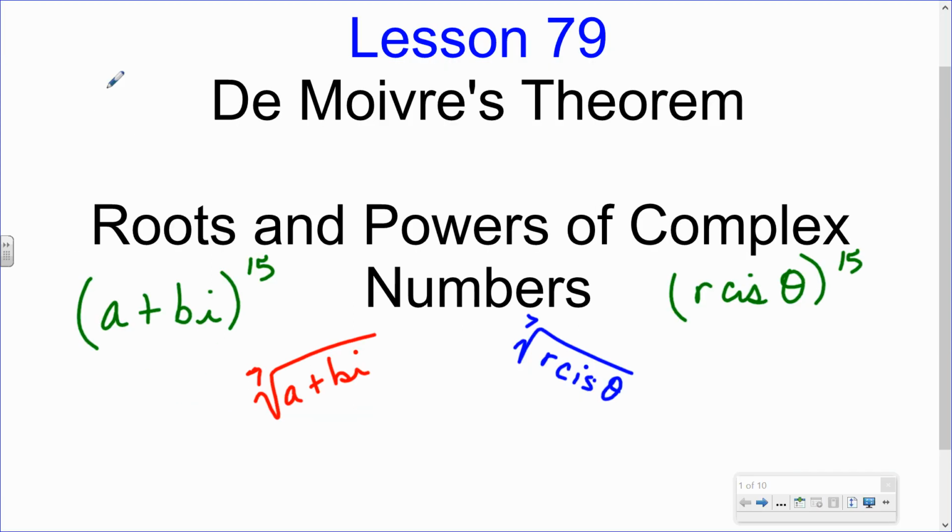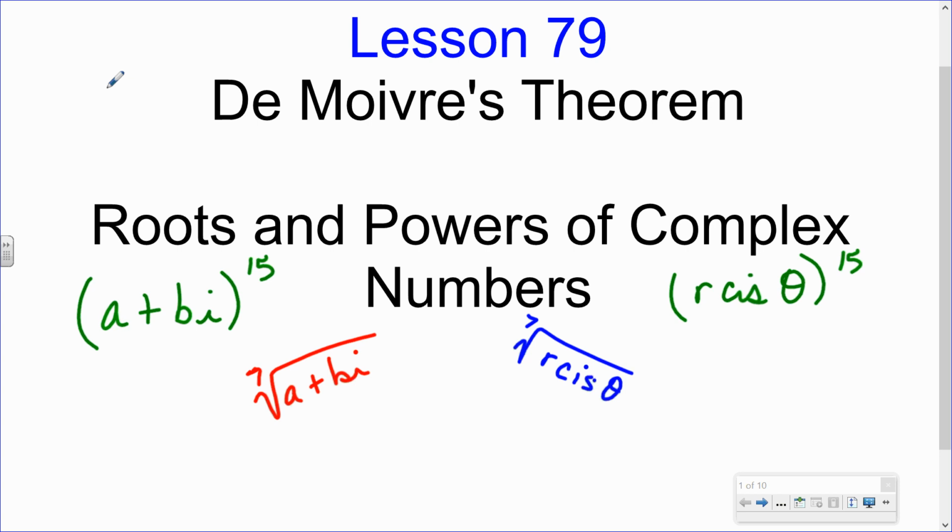As you can see up on the board, we're going to be talking today about how we take a complex number and raise that to a power, or take a root for that. So I've written up there a couple of them in rectangular form, a couple of them in polar form. These are the kinds of problems we're going to be talking about today.